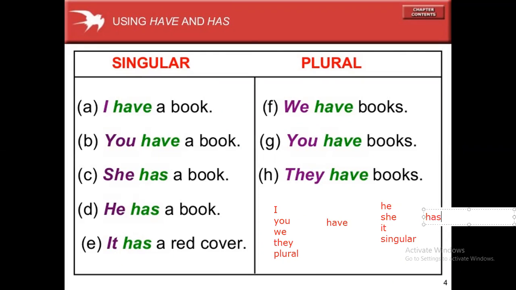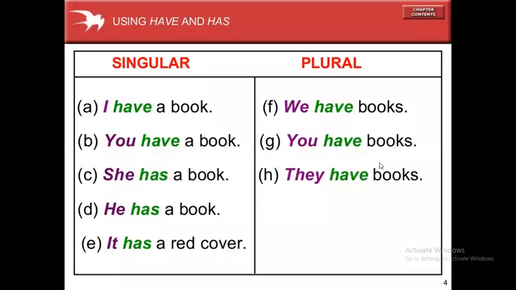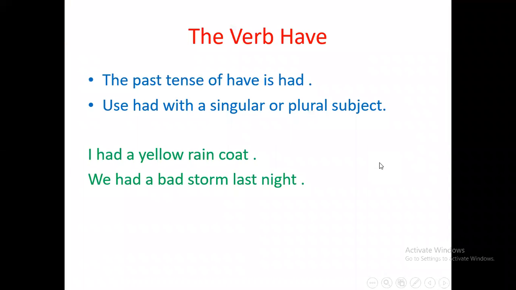What's the past of have and has? It's had. So we're going to use had in the past with all the subjects, with the singular subjects and plural subjects. The past tense of have is had. We will use had with a singular or plural subject, like I had a yellow raincoat. We had a bad storm last night. We had to go early.